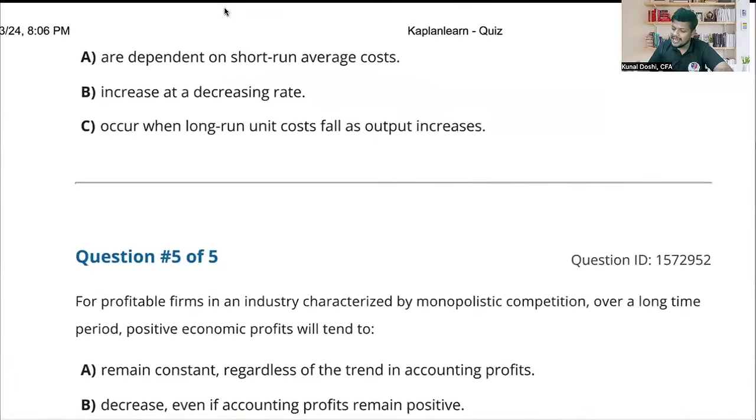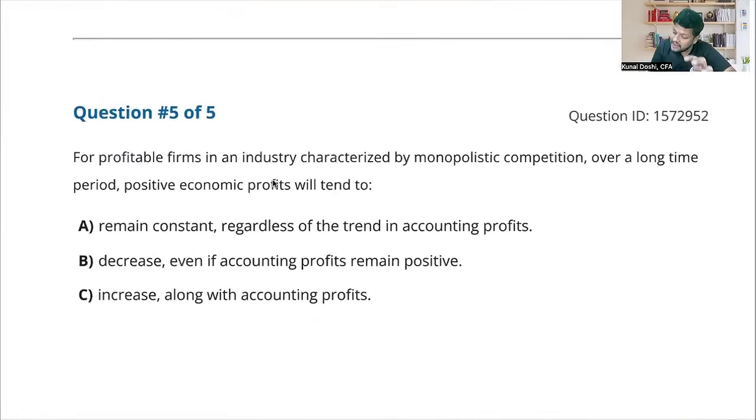Guys, economies of scale are dependent on short-run average cost, which increases at a decreasing rate, and occur when long-run unit cost falls as output increases. Very easy. Everyone see, correct? Economies of scale happen when cost per unit, or ATC, goes down. Clear?